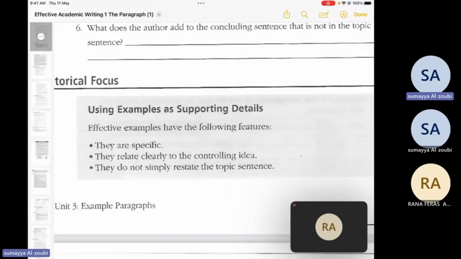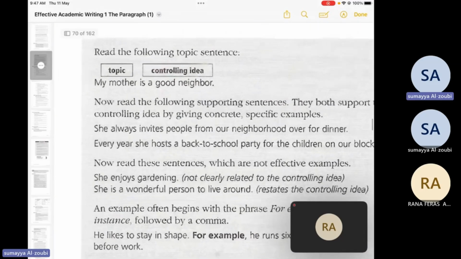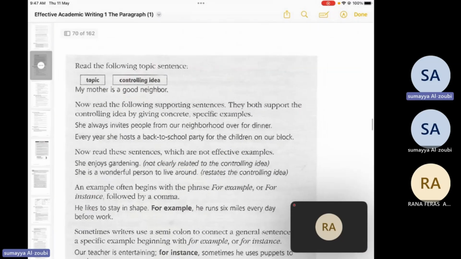How to use examples as supporting details. Effective examples have to be specific, as I told you, and relate clearly to the controlling idea. Of course, they must be related to the topic sentence. And notice, you do not simply restate the topic sentence like what I did with you in the previous example. Have a look at the given examples on this page.